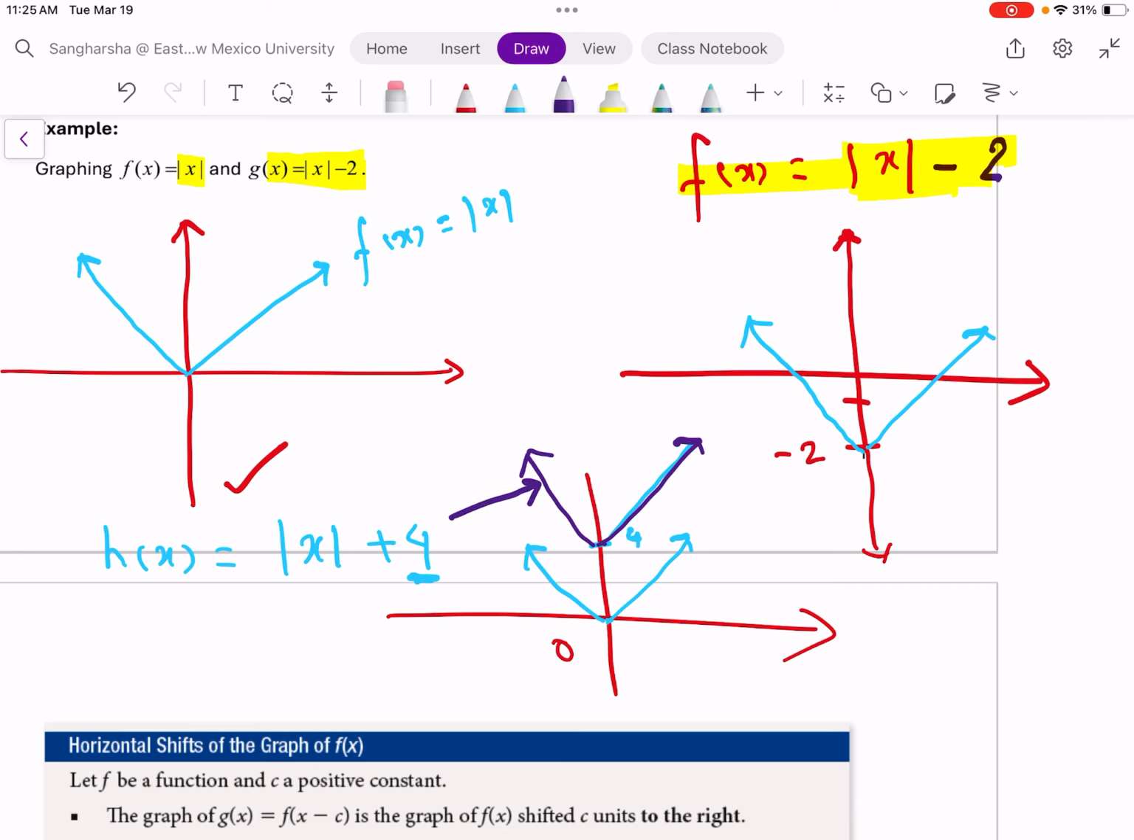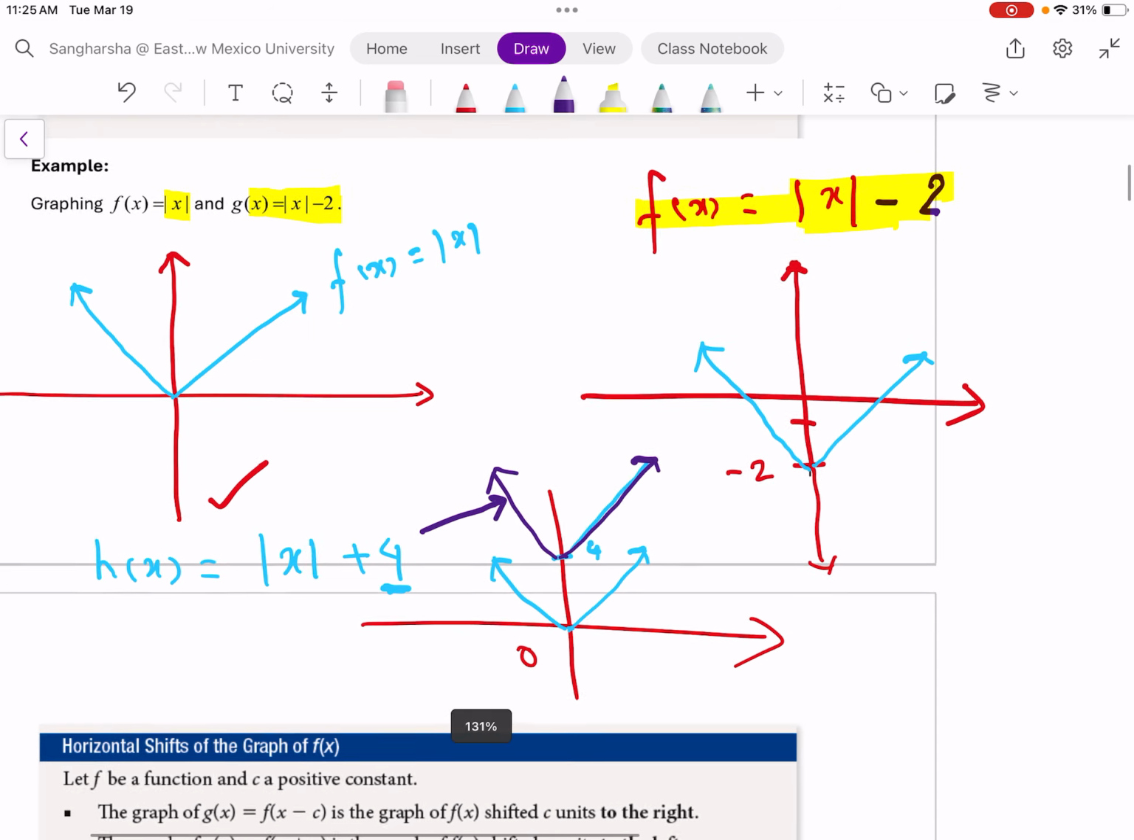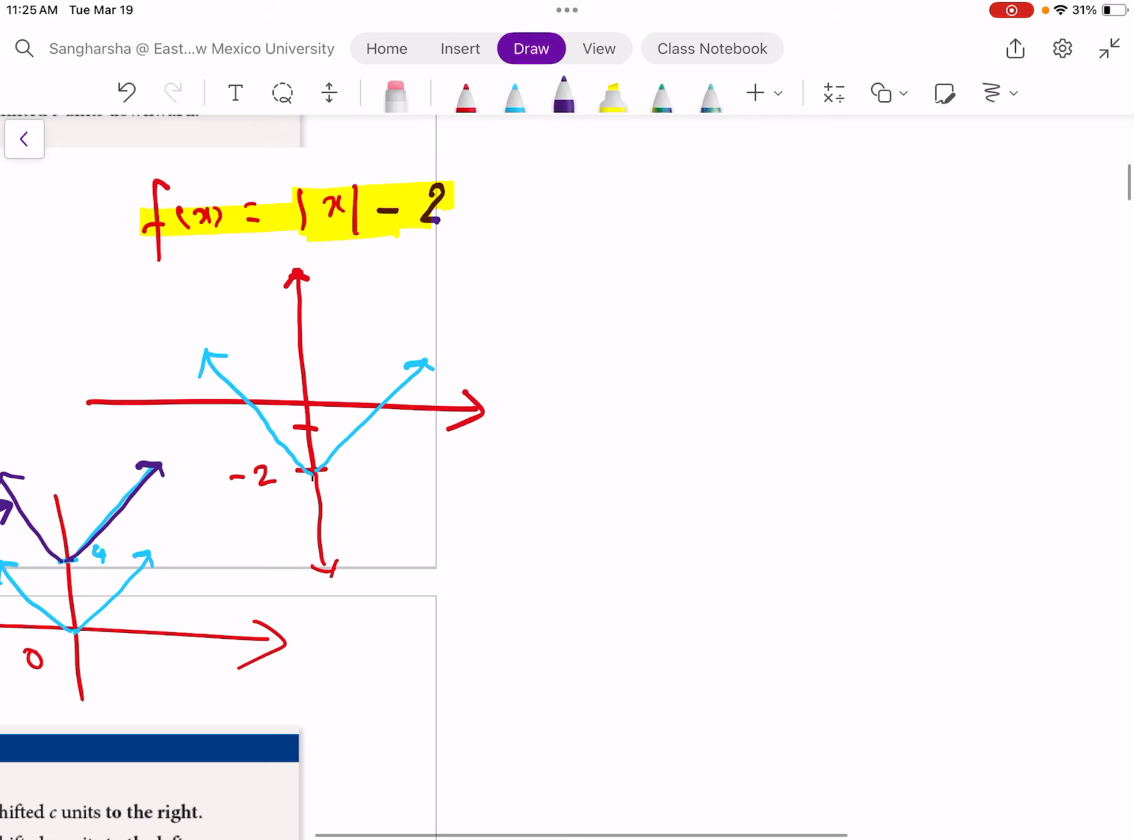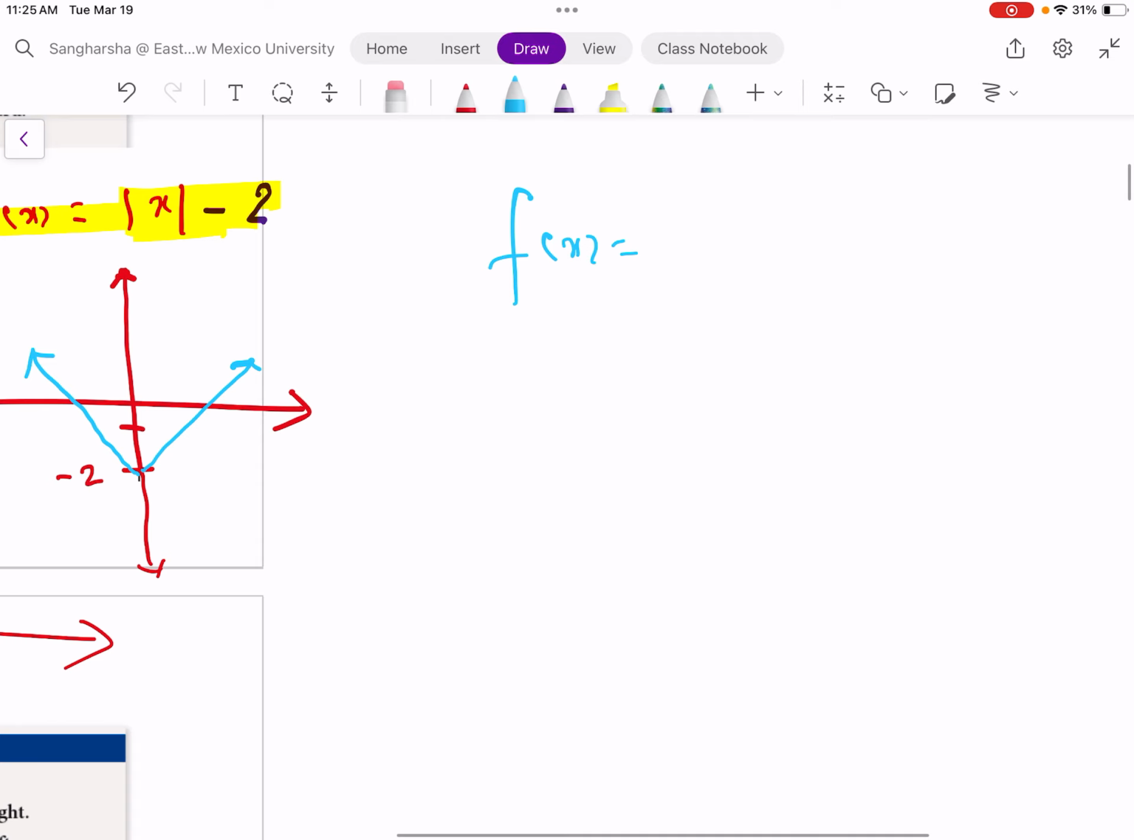So whenever we add a number to a function, the graph is shifted vertically up. When you subtract a number, the graph is shifted vertically down. Let me take a different function here. Let's say we have f of x equals square root of x minus 4.